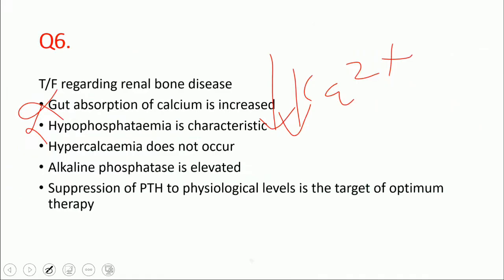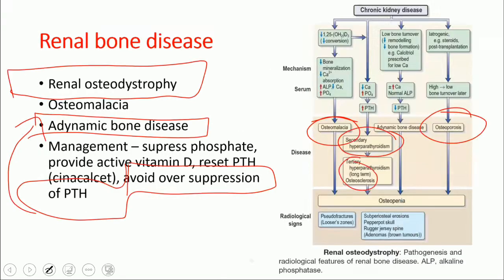Hypercalcemia does not occur, right? Hypercalcemia does not occur. That is wrong. This happens in this condition, tertiary hyperparathyroidism. Now what is usually there? High phosphate, low calcium, right? And when you now manage this, we give vitamin D, we give calcium, you're suppressing the PTH. So calcium normalizes after some time.